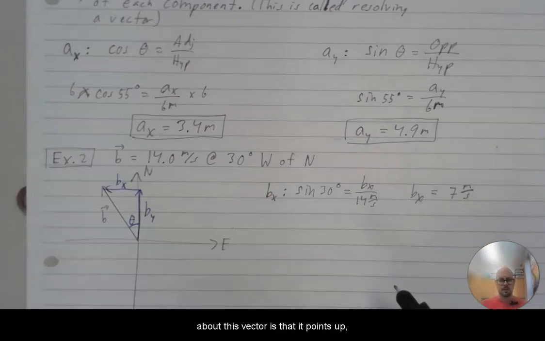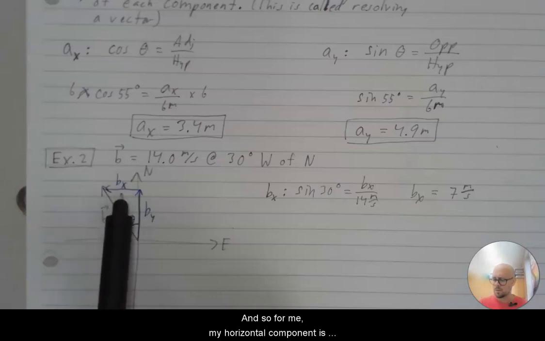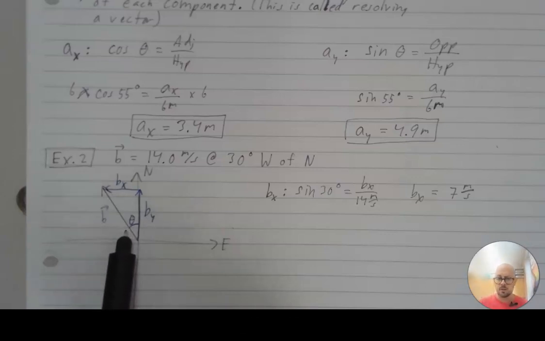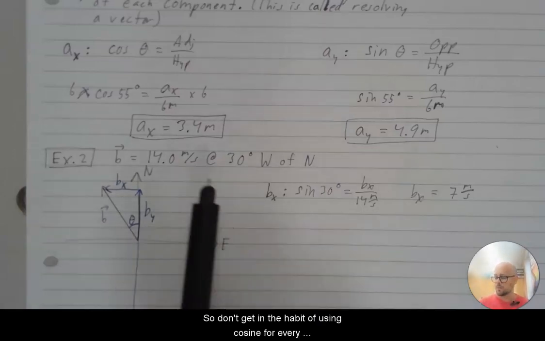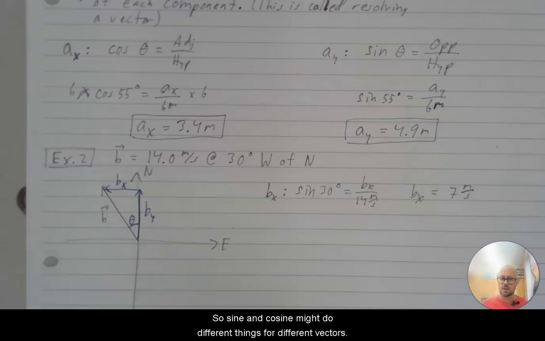So that's the first thing that's different about this vector, is that it opens up instead of to the side. And so for me, my horizontal component is opposite the angle. So don't get in the habit of using cosine for every horizontal line. You have to think about it before you do it. So sine and cosine might do different things for different vectors.